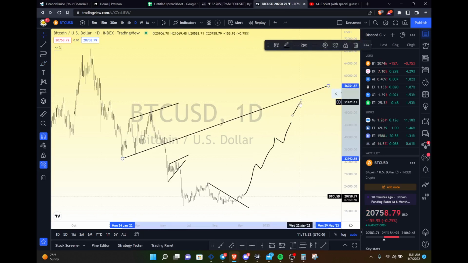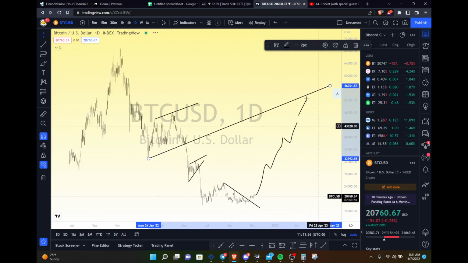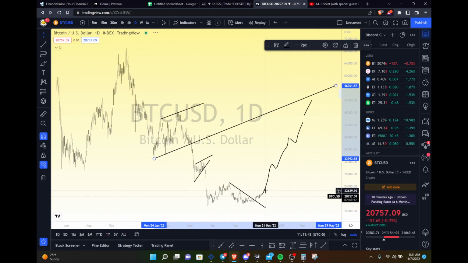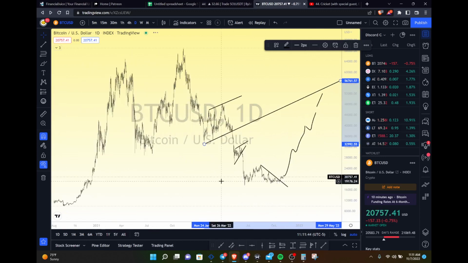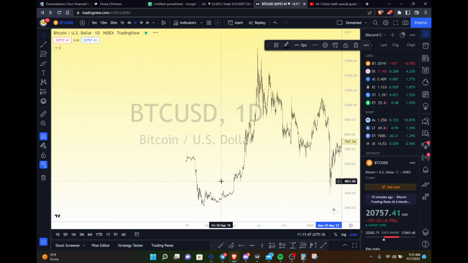And Bitcoin can reach all the way up here and still be in a bear market, still fall off of that and come all the way down, taking out these lows, or at least getting back to the lows. And we've done this before, guys. Let's go back real quick. We've actually done this before right here.